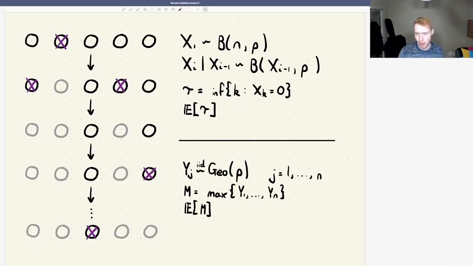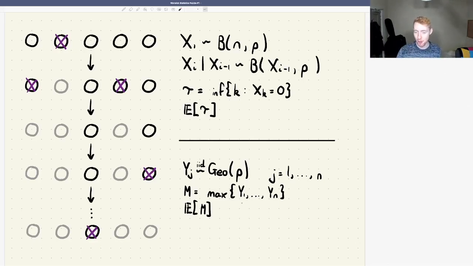Maybe this should be 1 minus p here if we're waiting for a tail to occur, but since p is a half here, it doesn't matter. So we can model each j from 1 to n. We have a y_j, which are independent. It's the distribution of the length of time until that's going to give us a tail. And then we can define m to be the maximum of all of these. And m is going to be how many rounds we have.